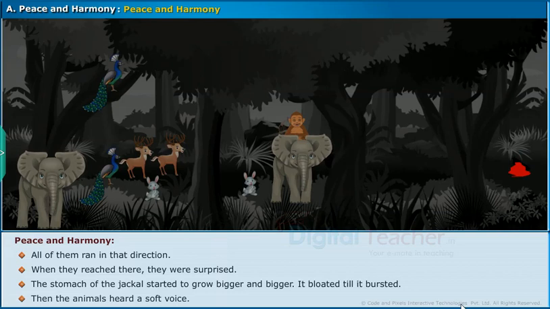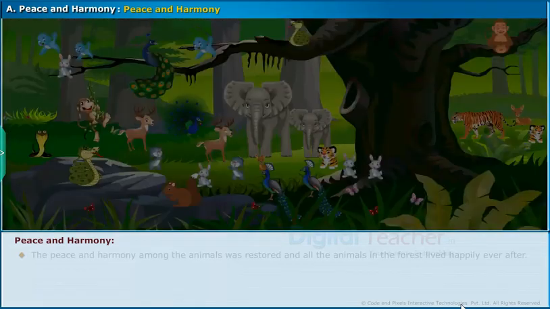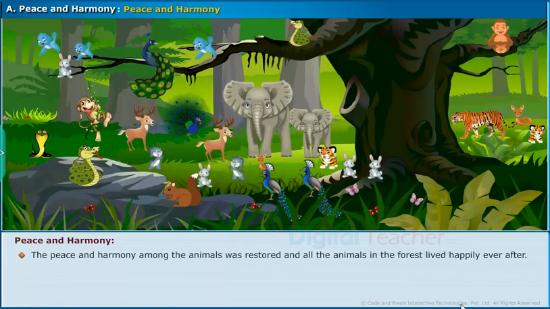Then the animals heard a soft voice. "May my animals, birds and insects live in peace and harmony. May there be no fences around you. May you sing and dance once again. Remember me and be not afraid." The peace and harmony among the animals was restored and all the animals in the forest lived happily ever after.